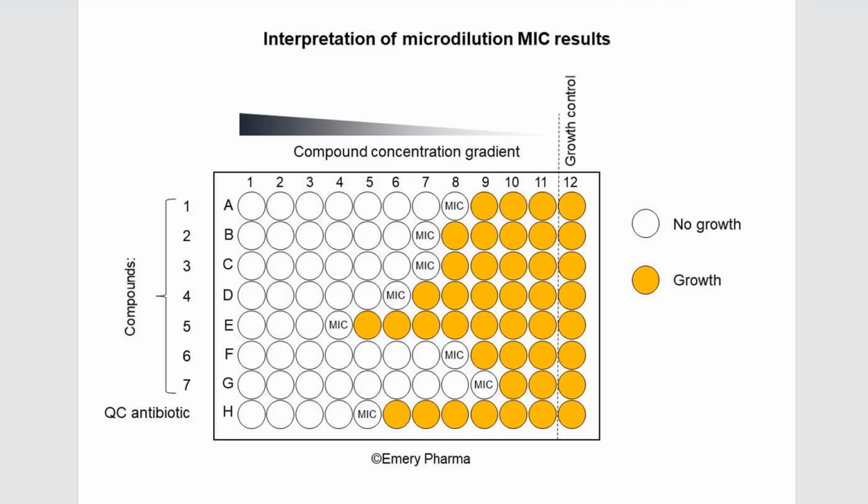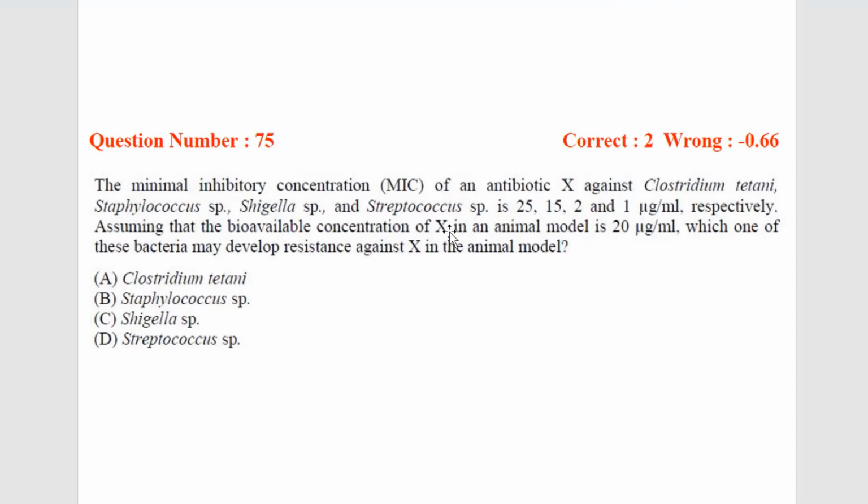So we now come back to the question. Here they are saying Clostridium tetani is 25, Staphylococcus 15, Shigella 2, and Streptococcus 1, the minimum inhibitory concentrations for different bacteria, and the bioavailable concentration of X is 20. So in the tissue, the concentration of X will be 20. So 20 is higher than 1, 2, and 15. So for Streptococcus, Shigella, and Staphylococcus, the concentration of X is higher than their minimum inhibitory concentration.